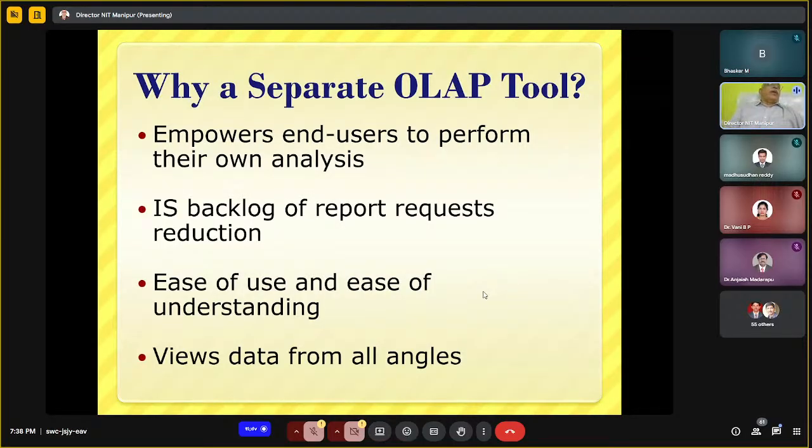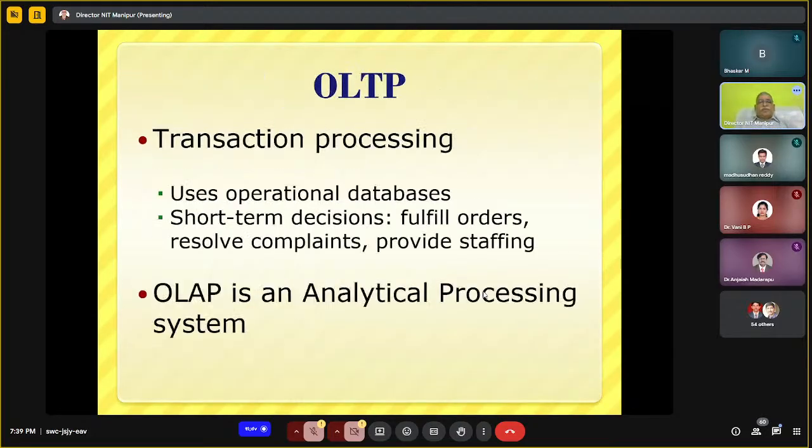Short jobs can be run quickly if we separate the tool. If you combine everything and keep it in one place, a lot of delay will happen, and ultimately very few jobs are likely to complete in time. Another advantage is ease of use and ease of understanding. Simple. And it views data from all angles. So therefore, to overcome all these things, we separate and build that OLAP application separately.